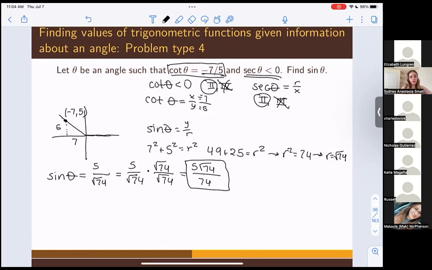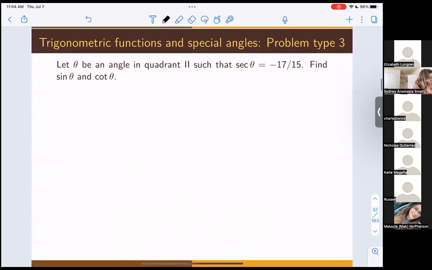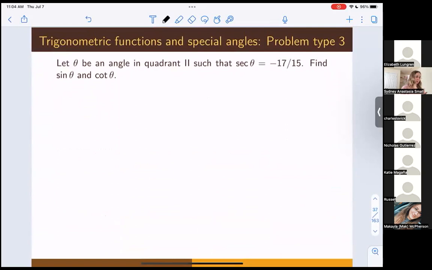Are there any questions on how I did this one? Okay, let's do another example, because it never hurts just to get as many tools as you can under your belt. So when you're practicing these on your own, you have a bunch of different examples and techniques we used to reference. Okay, let theta be an angle in quadrant 2 such that the secant of theta is -17 over 15. Find the sine and the cotangent.